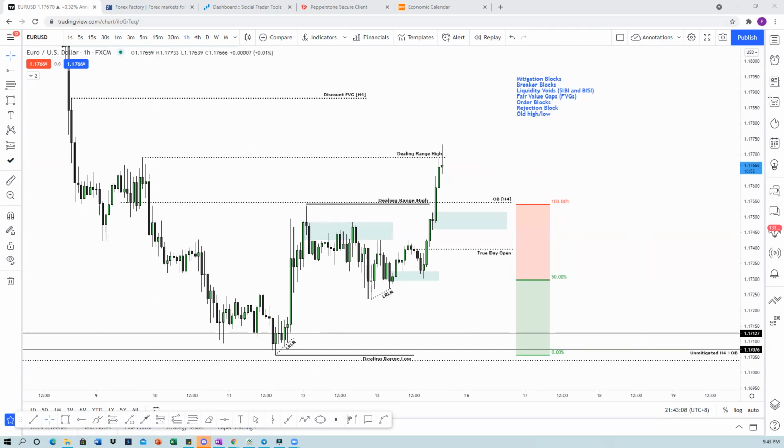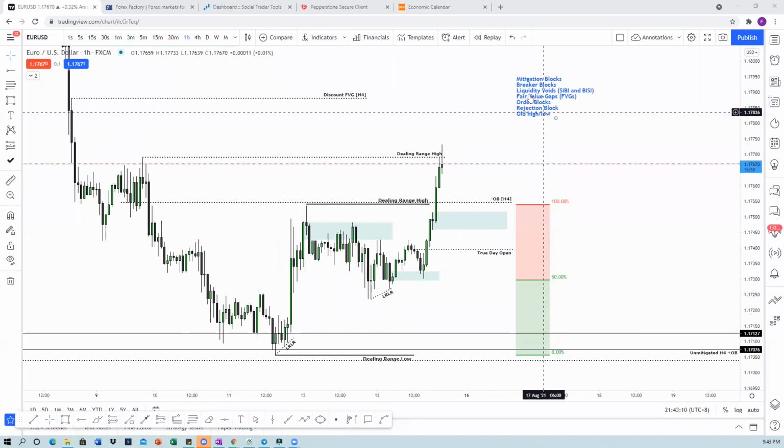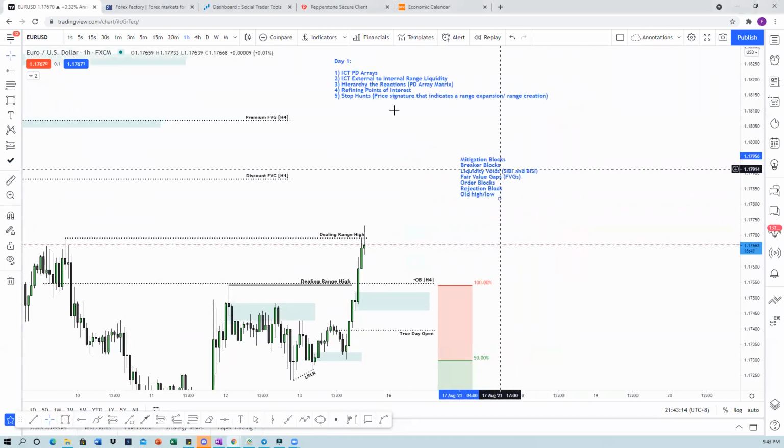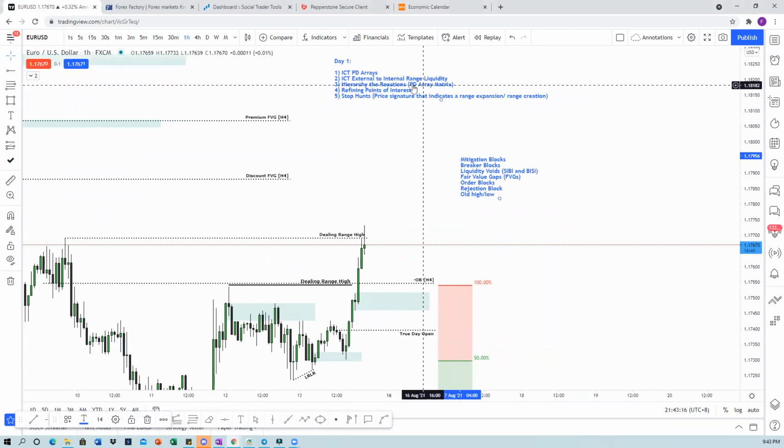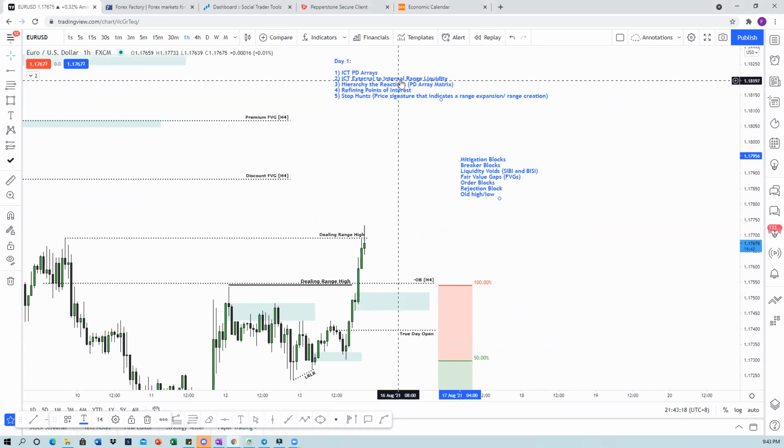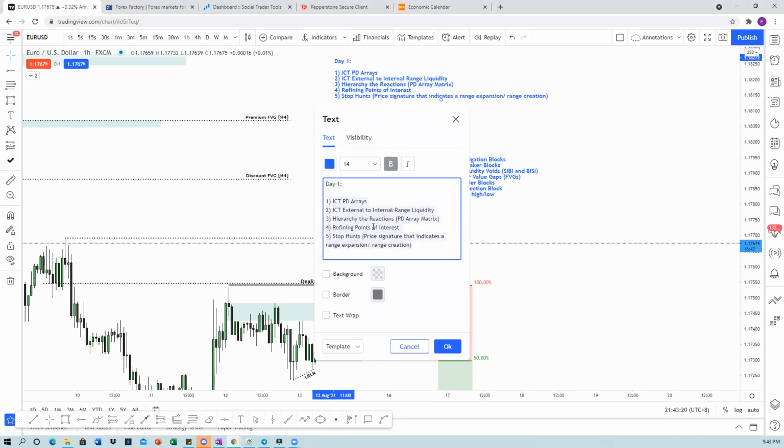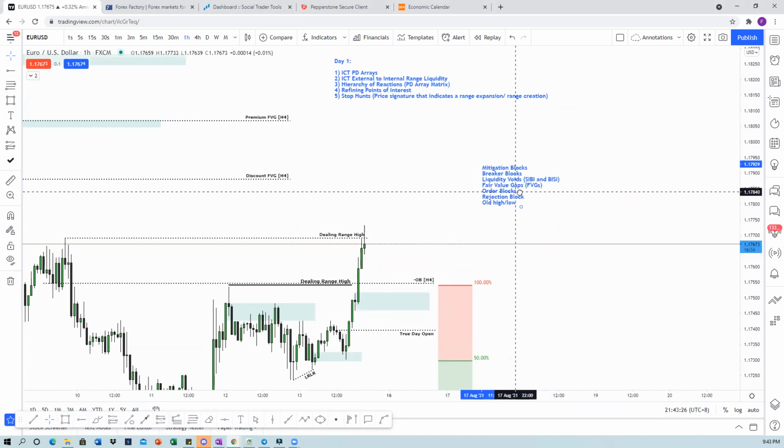Okay, so we don't need this anymore. And before we continue, I spoke about the PD arrays. I spoke about the hierarchy of reactions. I don't know why I call it hierarchy. Okay, hierarchy of reactions done. Now you see this here.